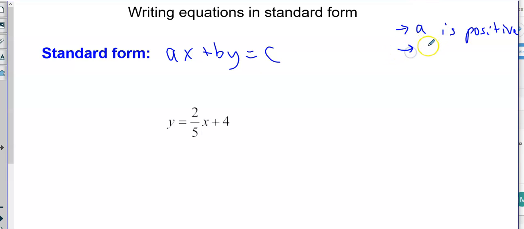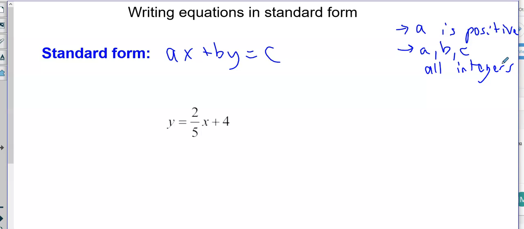Another thing that has to be true is that A, B, and C all have to be integers. That means no decimals, no fractions. They have to be integers. So if they have a fraction, you might just multiply everything by the denominator to get everything to be integers. So they have to be integers, and again, A has to be a positive integer.